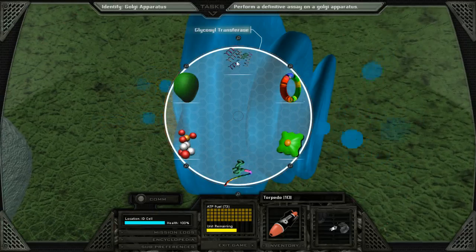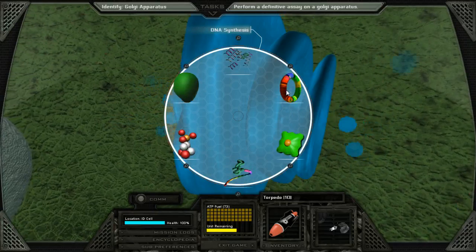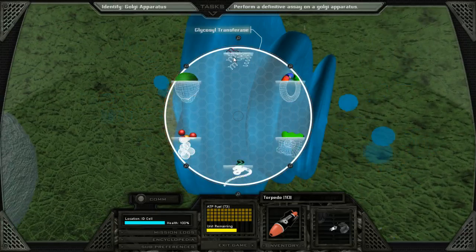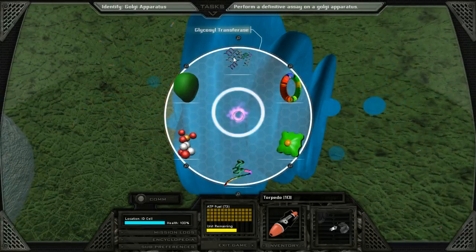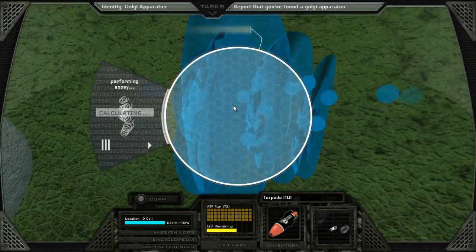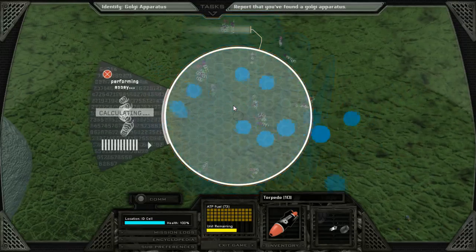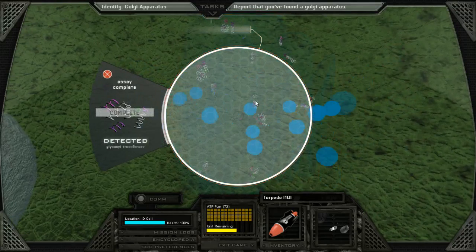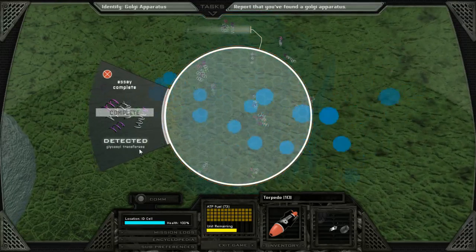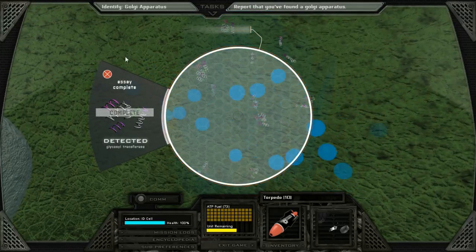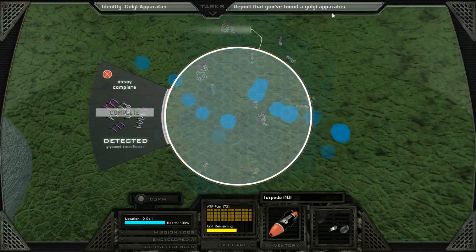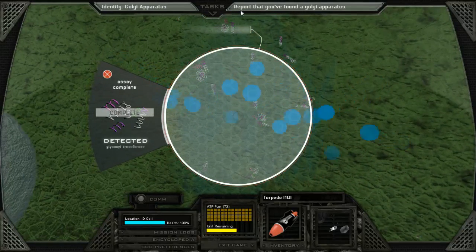So we have to choose the one that uniquely identifies a Golgi apparatus and fire it, which I happen to know is glycosyl transferase. So if we shoot out that little ring of light, we get to see through the outside of the structure and see the little curlicues of glycosyl transferase in there. We have detected glycosyl transferase. So you might notice our goal at the top is still Golgi Apparatus, but our task has changed from perform assay to report that we found it.